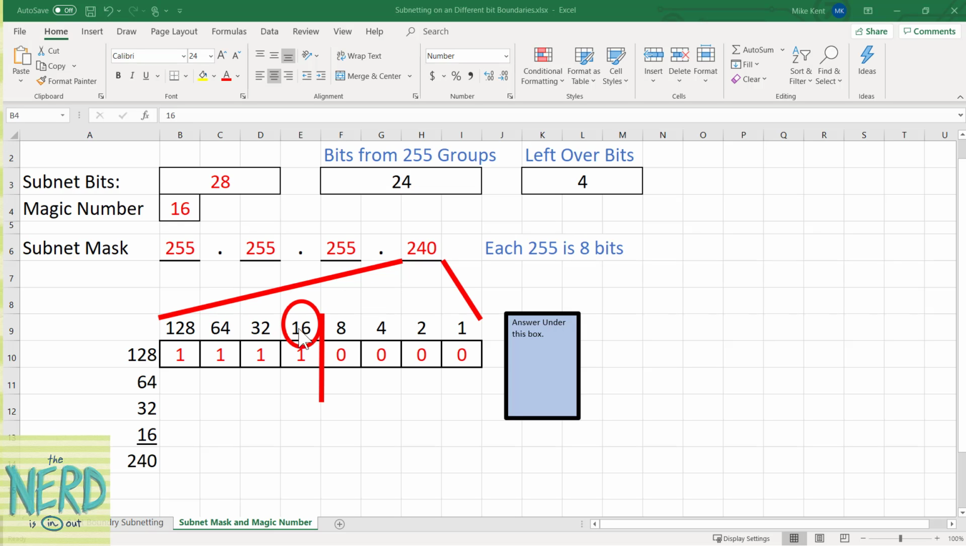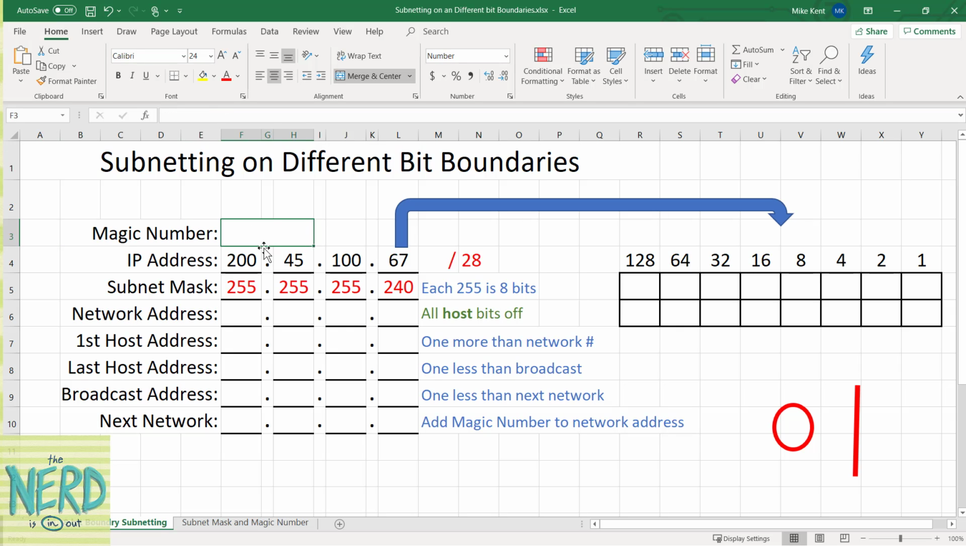So all you're doing, your magic number is that last network bit of the subnet mask. So this is the last bit, so my magic number is going to be a 16. And you'll see why in a minute. So I'm going to go back to my other sheet, and I need to note that my magic number is the 16-bit.